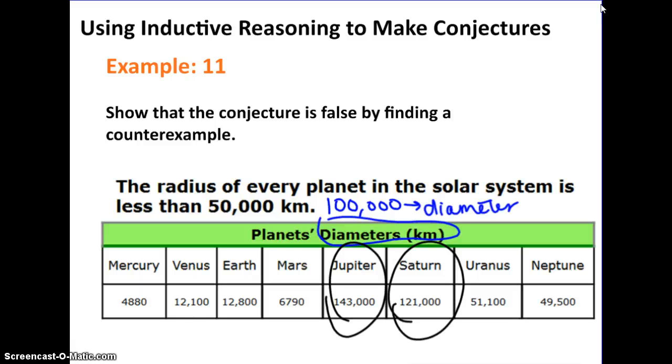Alright, so that's all we have for today. We will be talking about deductive reasoning and logic in the following lessons.